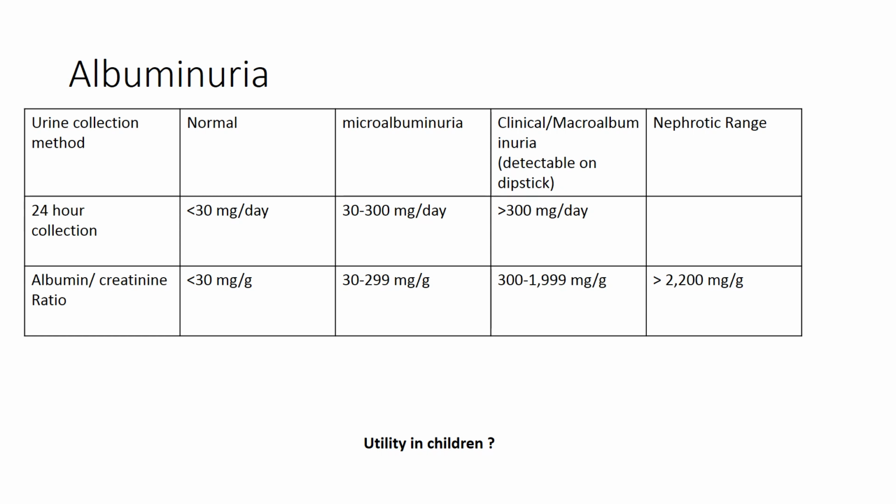The reason I added this slide was to say that there's a lot of evidence linking poorer cardiovascular outcomes and poor renal outcomes with the presence of even microalbuminuria, but this is in adults. The evidence is not so robust in children.